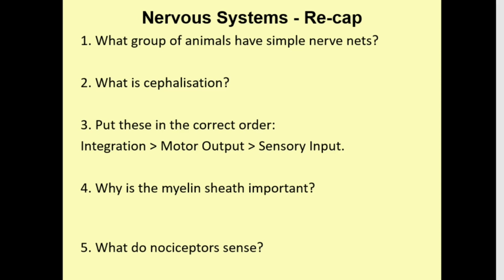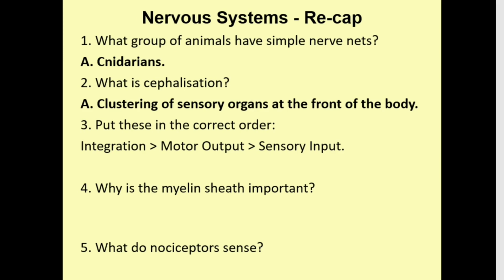Okay, welcome back. Hopefully you've had a chance to go through and answer all of those. So number 1 then, what group of animals have simple nerve nets? Well, the answer is the Cnidarians. So we're looking at things like jellyfish, corals, anemones, and the Hydra that was on our diagram earlier on. Number 2, what is cephalization? Well, it's the clustering of sensory organs at the front of the body or around the head.